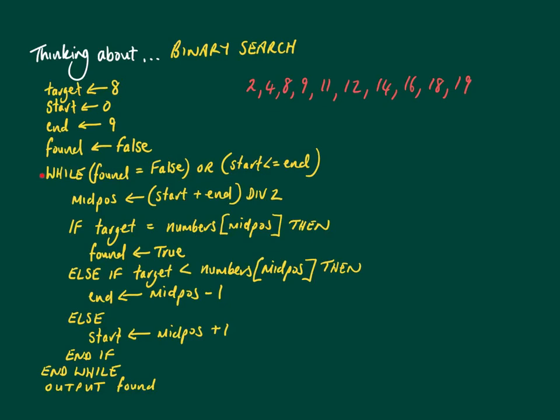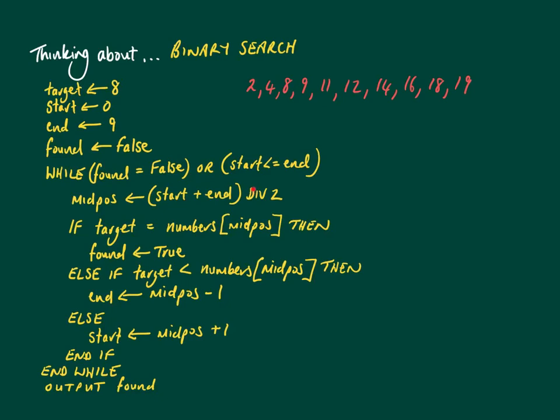Now, this time, instead of using a for loop, which will guarantee to run the exact number of times it needs to run, we're going to use a preconditional loop, a while loop, where we only continue to run when found is false or start is less than or equal to end. So 0 is less than or equal to 9, so that's true and that's currently true, so we run this. What we do is we find the midpoint. So there's a nice easy way to do this. You take the start value and you add it to the end value and then you div it by 2.